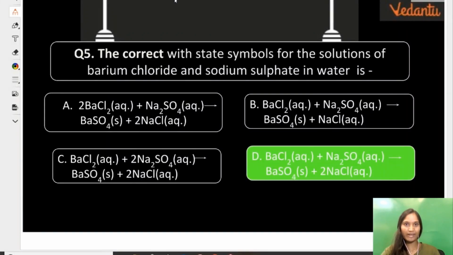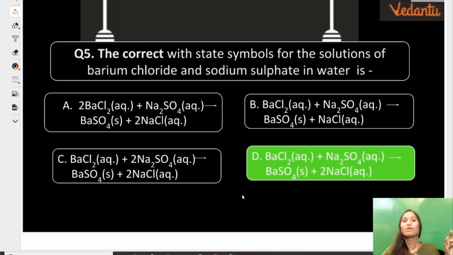Yeah. So well, there you go with the correct answer. Let me read the question and let me explain the answer as well. The correct equation with state symbols for the following solutions. They said solutions of barium chloride and sodium sulfate in water. Whenever you dissolve something in water, what do you call it? You call it aqueous, right? So observe the reactants and products. Which among these is balanced?